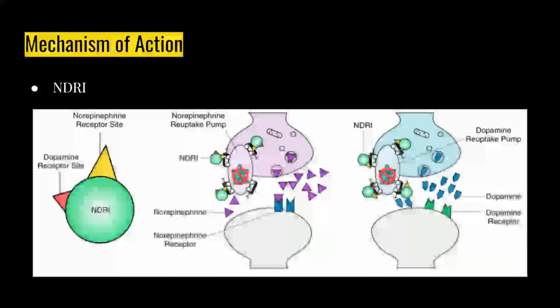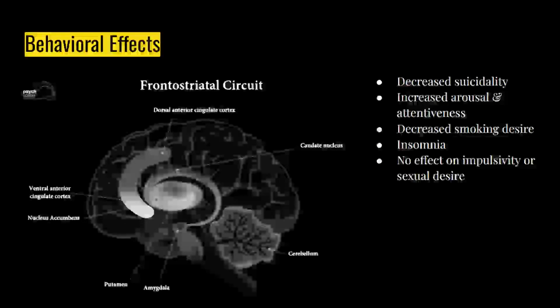ADHD is thought to be caused by dysfunction in frontostriatal systems, which are filled with dopaminergic and noradrenergic neurons. By blocking norepinephrine and dopamine transporters, bupropion inhibits reuptake from occurring, increasing the synaptic presence of norepinephrine and dopamine.